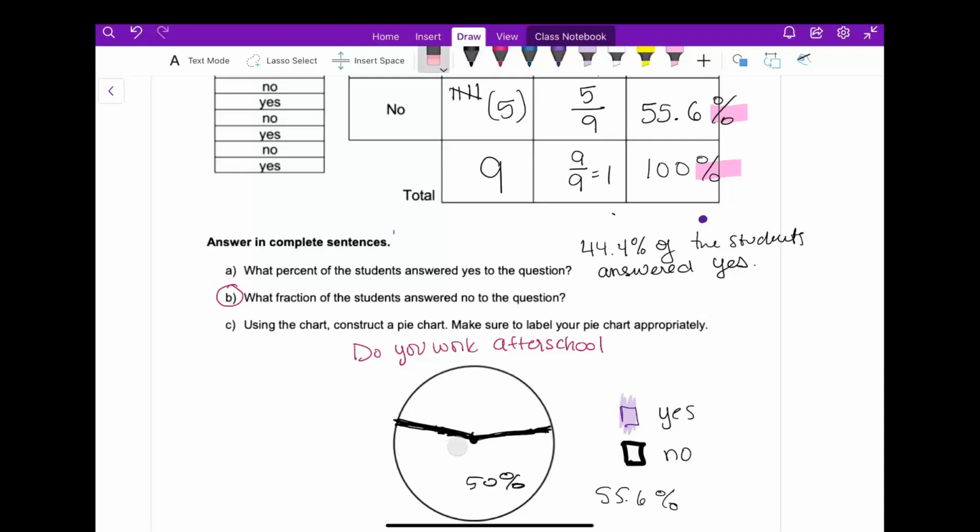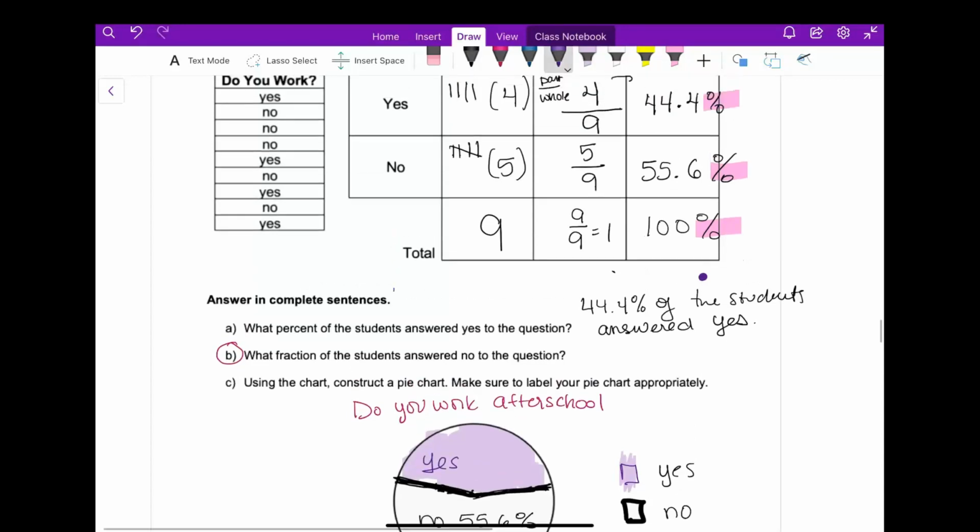Of course, here we're just eyeballing, so this is going to be our 55.6 is our no. So I'm going to color this in. Not only am I going to color it in, I'm also going to label it. It has to be very clear. What's wrong with colors sometimes? Some people can't see colors, so we label it so that everybody can read whatever we have. And this is going to be our yes. And this was 44.4.